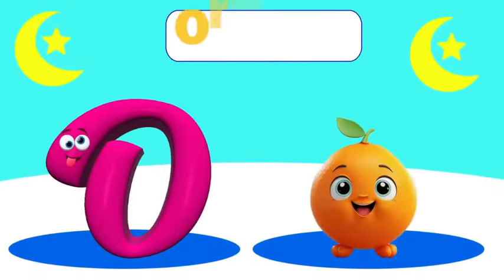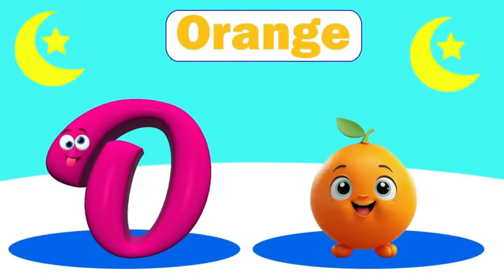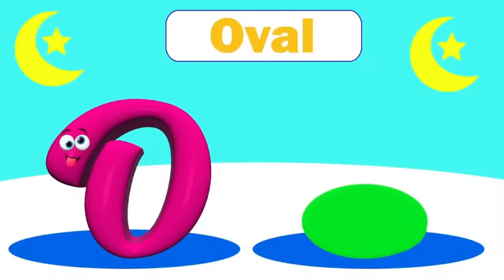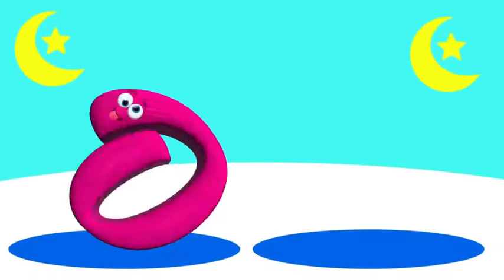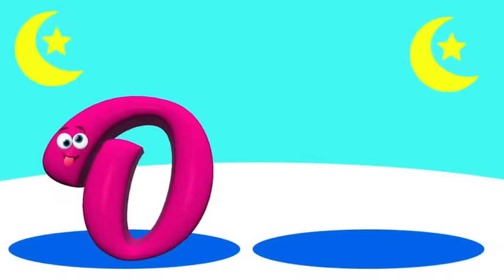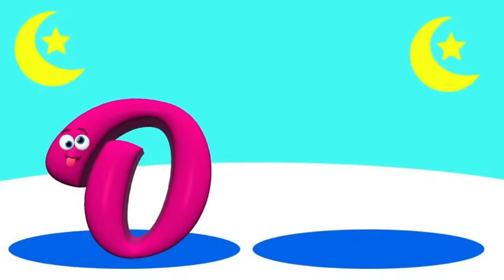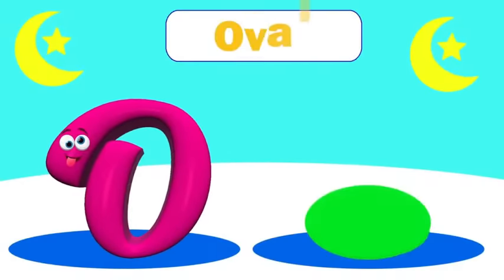O is for orange, o o orange. O is for oval, o o oval. O is for o o o o orange. O is for o o o o oval.